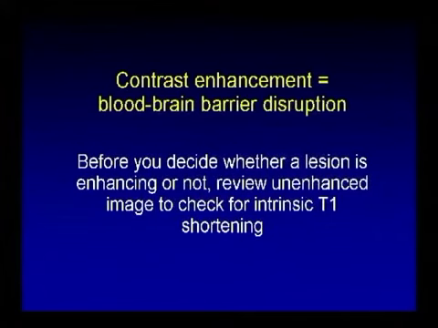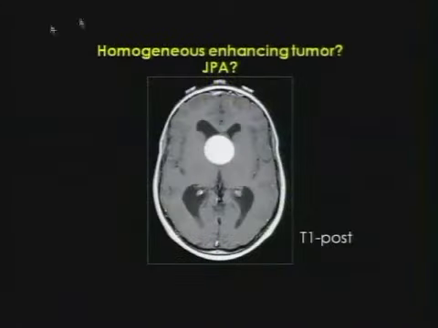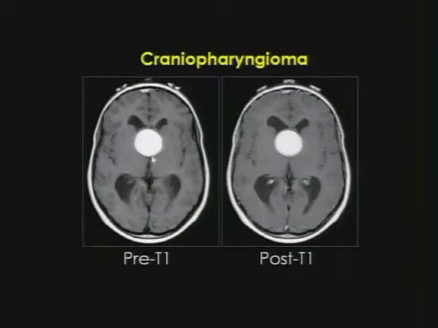Another thing that I would like you to remember is contrast enhancement. Before you decide something is enhancing, make sure you look at pre-GAD imaging. So here's a child who came to us with a presumed diagnosis of pilocytic astrocytoma. Here's the post-GAD imaging, looks like a typical suprasellar, homogeneously enhancing mass. But here's the pre-GAD imaging, here's the post-GAD imaging. This is actually a craniopharyngioma containing a proteinaceous fluid. Never, ever, ever evaluate post-GAD imaging alone without the knowledge of pre-GAD imaging.